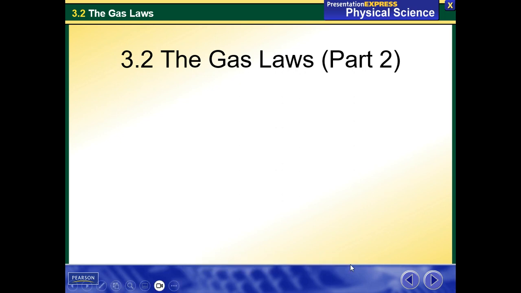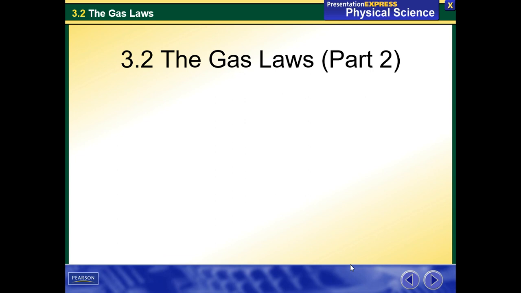Hey everyone! In the last section, we talked about the gas laws and how different things can affect the pressure of a gas. So, for example, we learned that if temperature increases, pressure will also increase. We learned about volume. If volume increases, pressure actually decreases. And then we learned about number of particles. If the number of particles increases, then pressure is going to also increase.